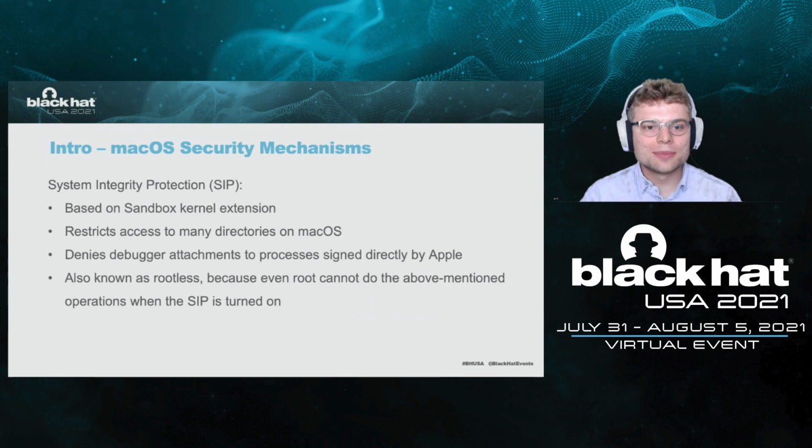So the first mechanism we want to discuss in order to show you how TCC works is System Integrity Protection. It's based on a sandbox kernel extension and restricts access to many directories on macOS. As it's called System Integrity Protection, it protects integrity, so it will also block you from injecting your probably malicious code into system services that are signed directly by Apple's certificate. System Integrity Protection is also known as rootless, because on macOS, if you have root, you are not a god. You still cannot do everything you want. So System Integrity Protection will prevent you, even as root, from accessing some directories, writing files to specific directories, or attaching, for example, debuggers to Apple's processes.